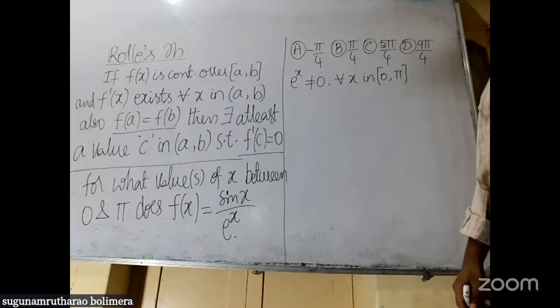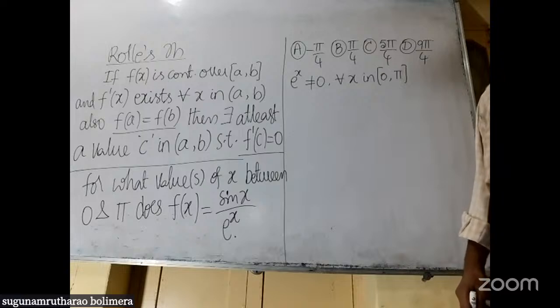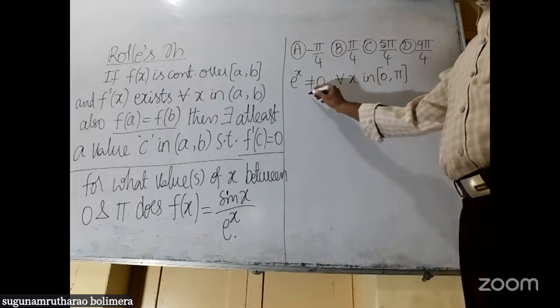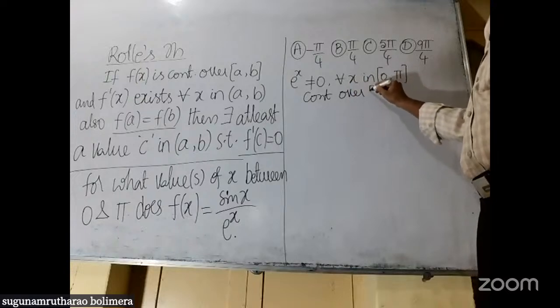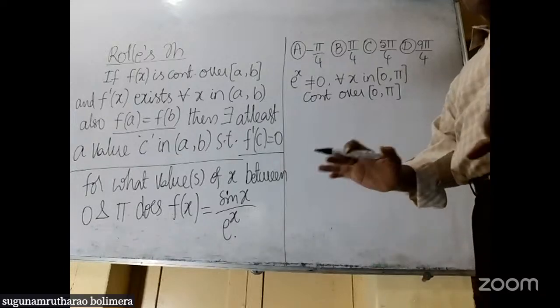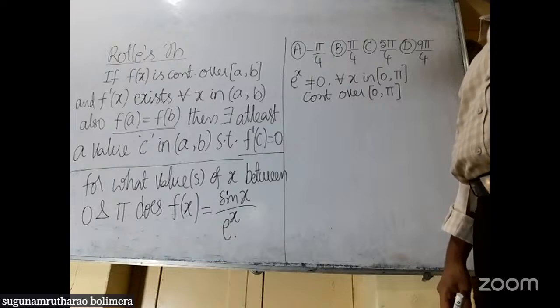Therefore, the function f of x is finite for all x in closed 0, comma 5. And therefore, it is continuous over closed 0, comma 5. So continuity is finished. The next one is differentiability.